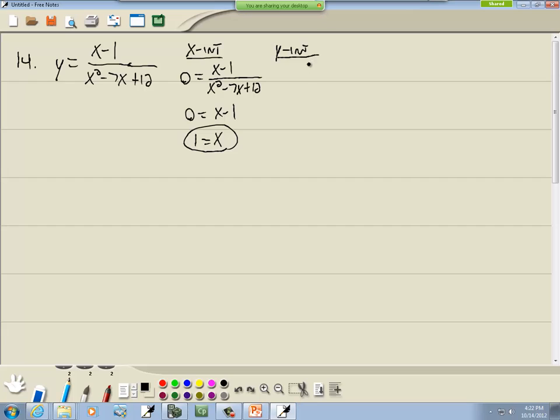Now for our y-intercept, we'll always plug 0 into the other variable, so we'll plug 0 in for x. So I got (0 minus 1) over (0 squared minus 7 times 0 plus 12).